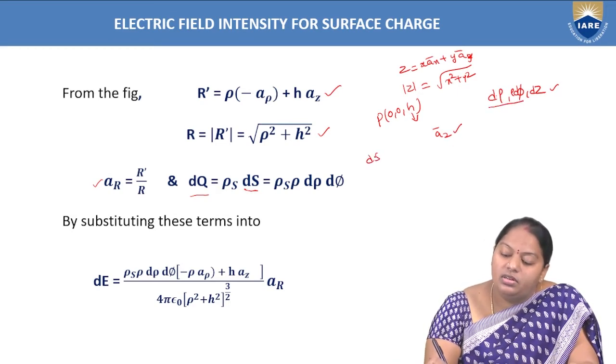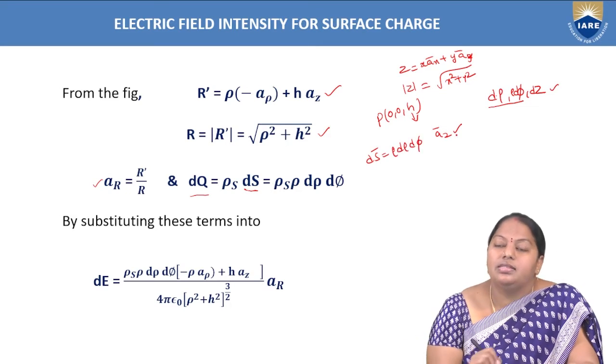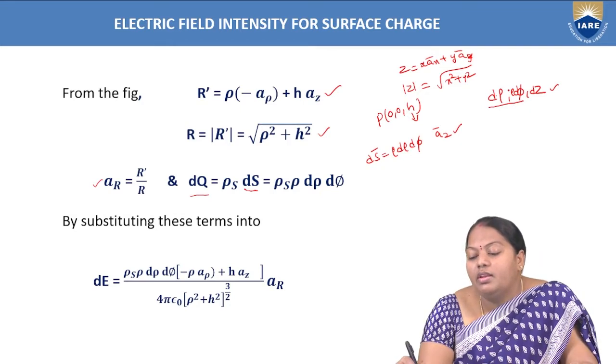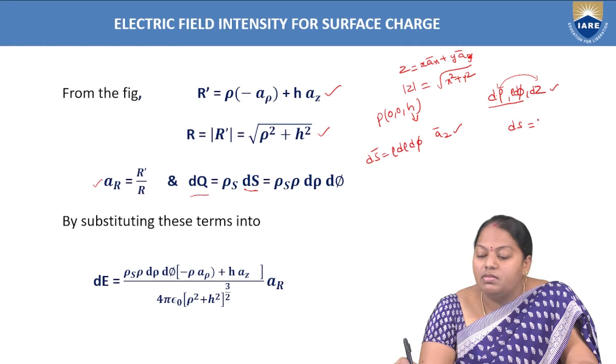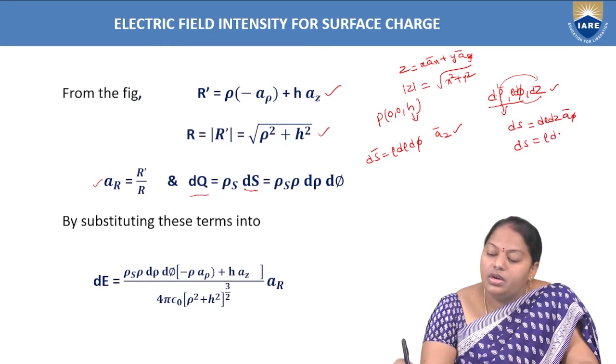Hence, the formula for ds can be written as the multiplication of these two, means rho d phi into az. Suppose you want to evaluate the field component along the phi direction, then we need to multiply these two along the direction. In that case, the differential component ds becomes d rho dz into a phi. Suppose you want to measure it in the rho direction, then ds is given by the multiplication of these two, hence rho d phi dz along the direction a rho.